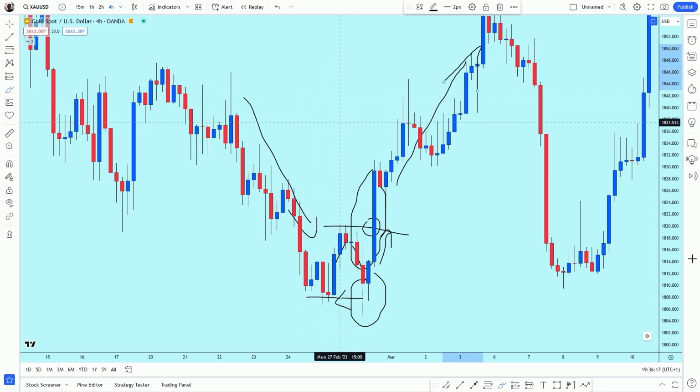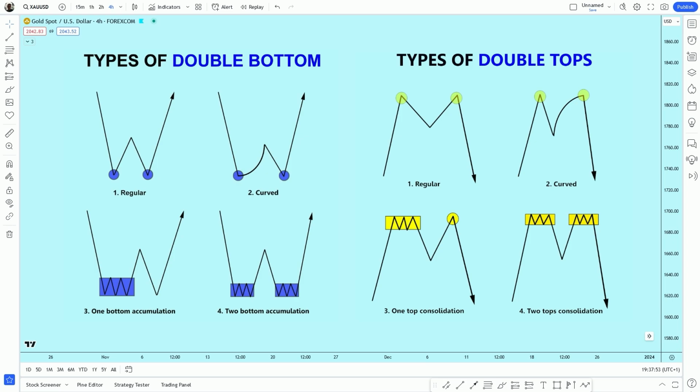So I just wanted to show you how simple and effective these patterns are and that you can find them on any time frame. I hope this video helped you to understand these patterns better.